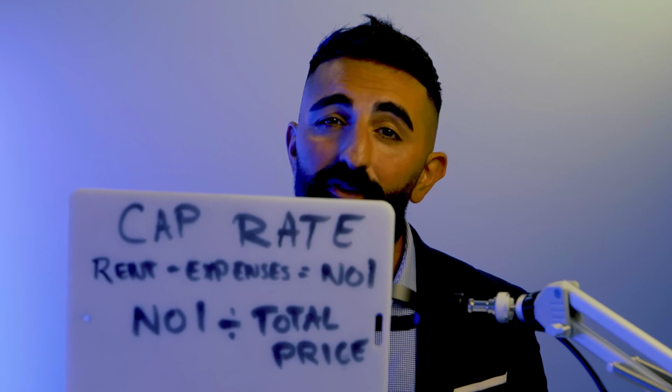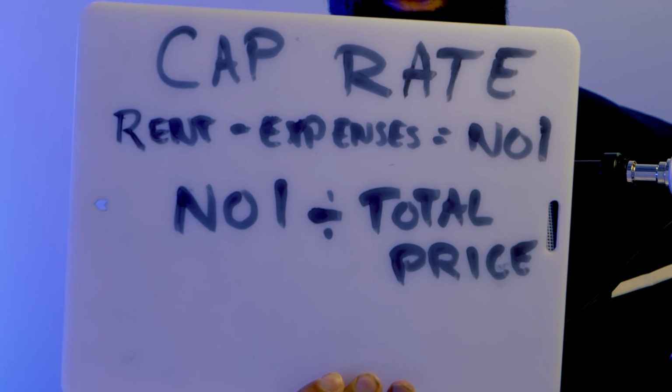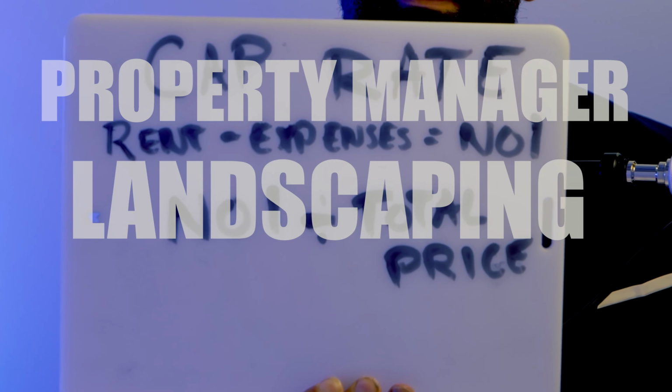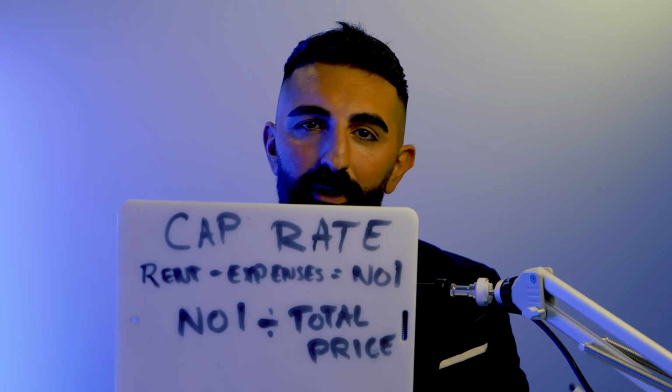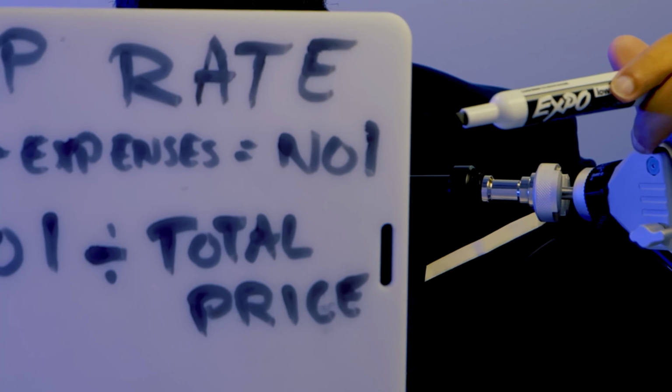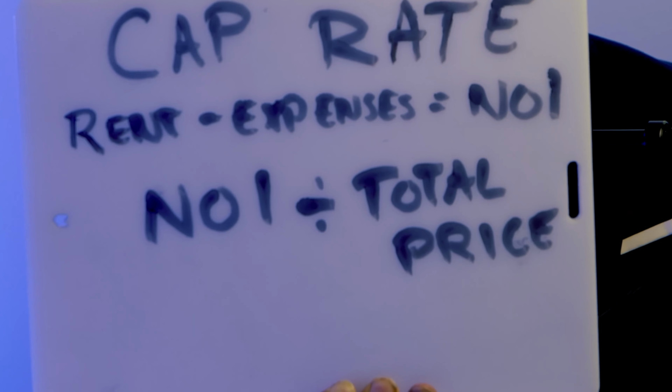How we determine the cap rate is as follows. You take the total rents you make on a property and you subtract out your operating expenses. These are expenses like property managers, landscaping, maintenance. This doesn't include your mortgage payment, only the cost of operating the property. This gives you your net operating income, or your NOI. You then take the net operating income and you divide it by the total purchase price of the property.